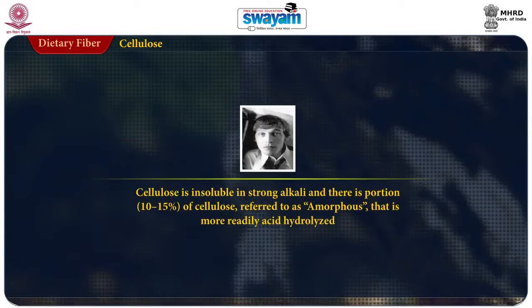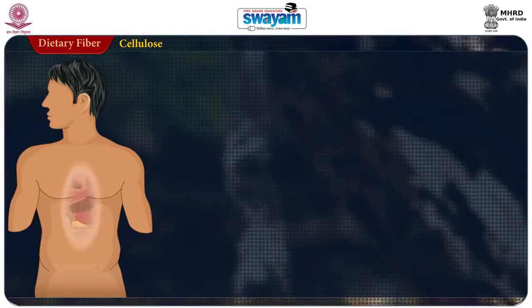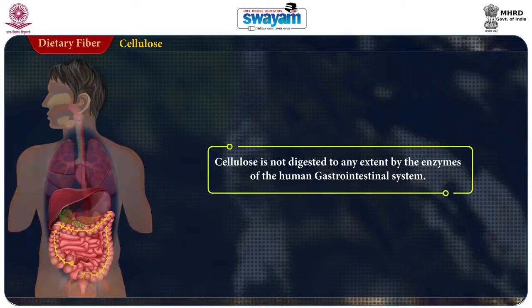Aspinall in 1970 showed that cellulose is insoluble in strong alkali and there is a portion, 10 to 15% of cellulose, referred to as amorphous, that is more readily acid hydrolyzed. Cellulose is not digested to any extent by the enzymes of the human gastrointestinal system.